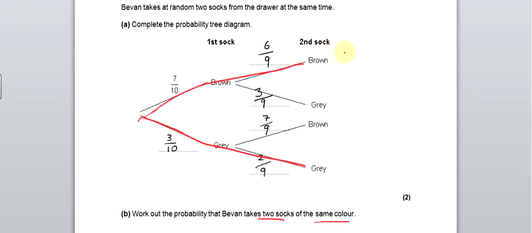And brown is 7/10 times 6/9. 6 sevens are 42, and 10 times 9 is 90. And don't bother trying to cancel these fractions. It's actually counterproductive for a reason I'll explain in a minute. 3/10 times 2/9, which is 6/90.